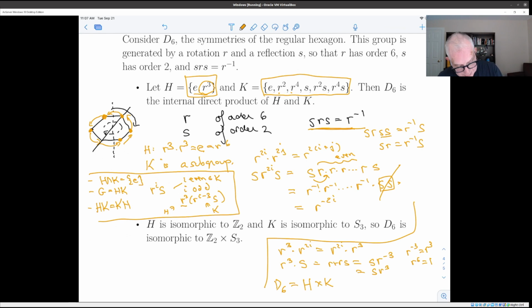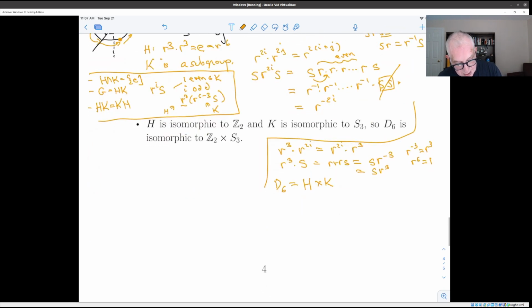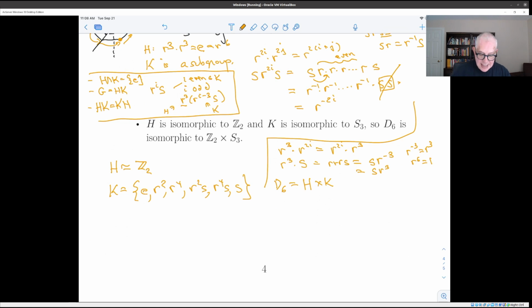And for the third point here, since H is of order 2, there's only one group of order 2. 2 is a prime number. The only group of order 2 is the cyclic group of order 2. But you can also see this directly. K has 6 elements, and it has an element of order 3, R squared. So it contains the subgroup E, R squared, R to the 4th, which is cyclic of order 3.